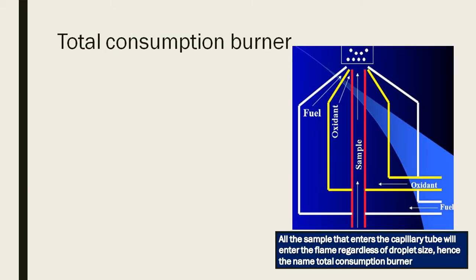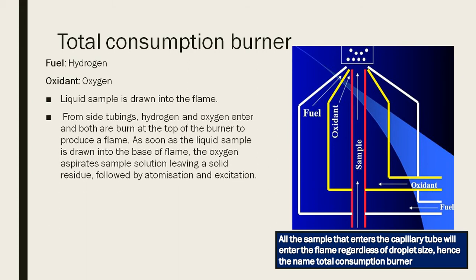Next is the total consumption burner. As you can see in the diagram, there is a capillary tube through which the sample enters, surrounded by the oxidant and fuel. The fuel used is hydrogen, the oxidant is oxygen. The liquid sample is drawn into the flame. From the side tubings as shown in the diagram, hydrogen and oxygen enter and both are burned at the top of the burner to produce a flame.